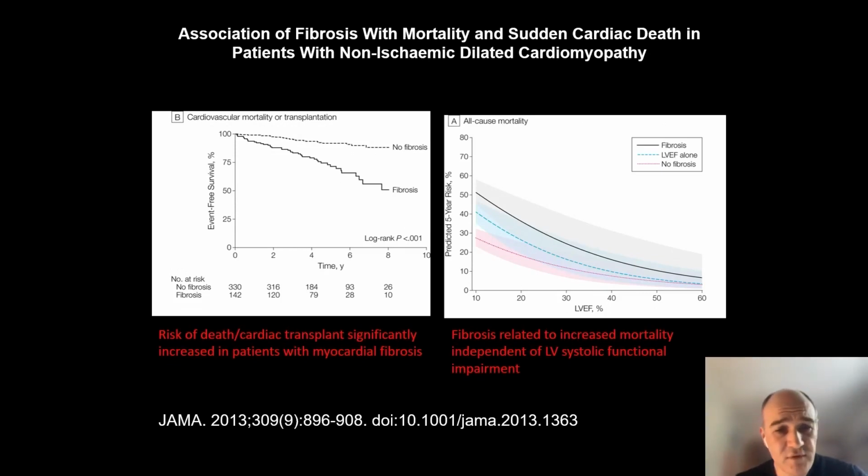Now, as I said, with hypertrophic cardiomyopathy, the same is true with dilated cardiomyopathy. The presence of fibrosis, as evidenced by late gadolinium enhancement, does infer a worse prognosis, as you can see here. Cardiovascular mortality or transplantation is much more likely if there is evidence of fibrosis on the cardiac MRI.